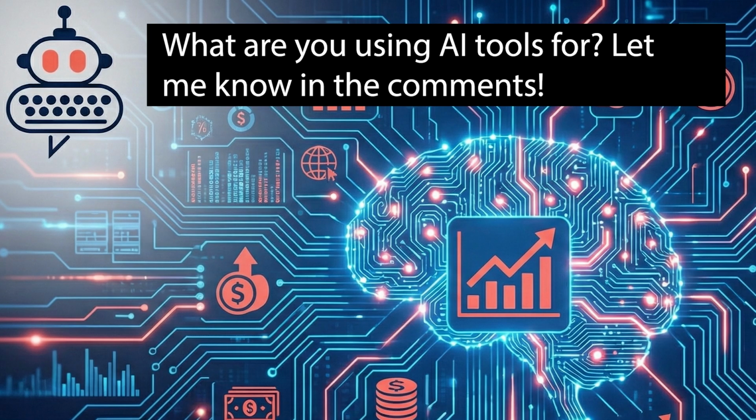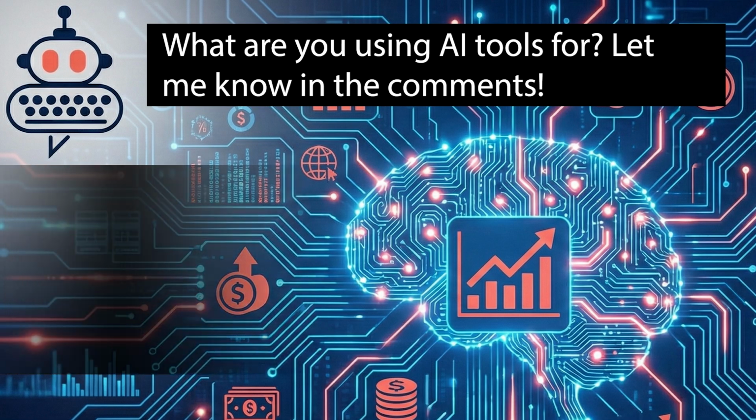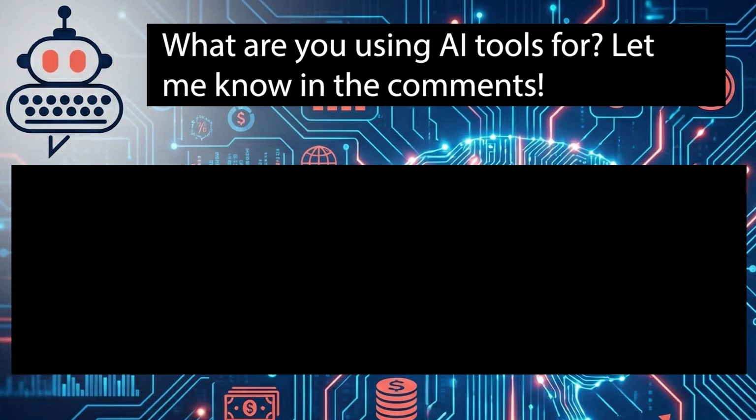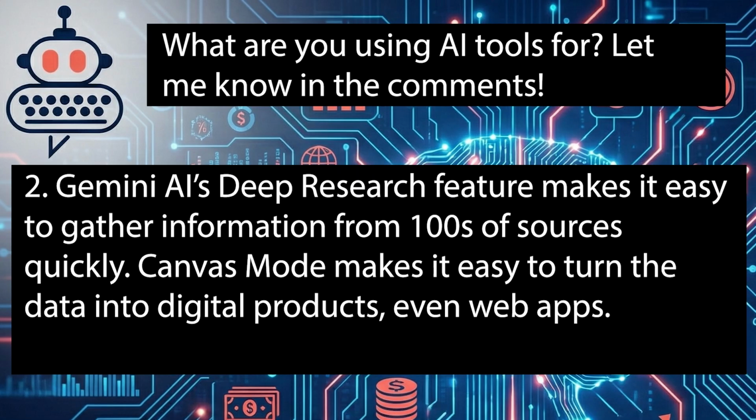Now, let's review what we covered in this video. Even if you just have a free Google Drive account, which is included in every free Gmail account, you can access the Gemini AI and Google Vids apps when logged into your Google account on desktop. You can also access Gemini via the mobile app on your smartphone. In the Gemini app, whether free or paid, whether on a computer or a mobile device, you can do research, generate text and high-quality images, and even code apps and web pages. Deep research is the best way to compile lots of data quickly, and Canvas mode is the best way to turn your data into something people will want to buy.